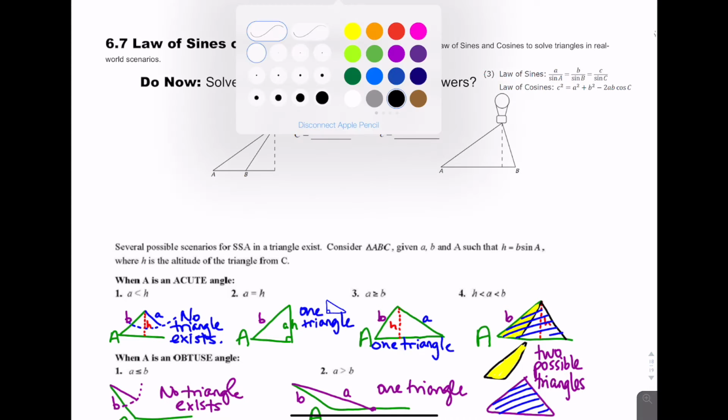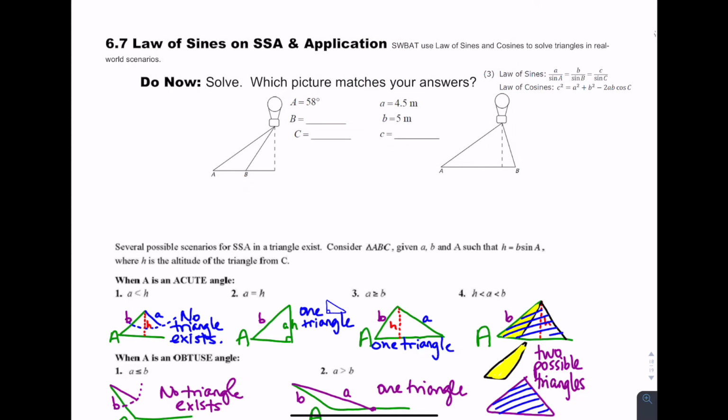So today we're going to just see some applications of the law of sines. We're going to solve this triangle problem right here, and then see which picture matches your answer.